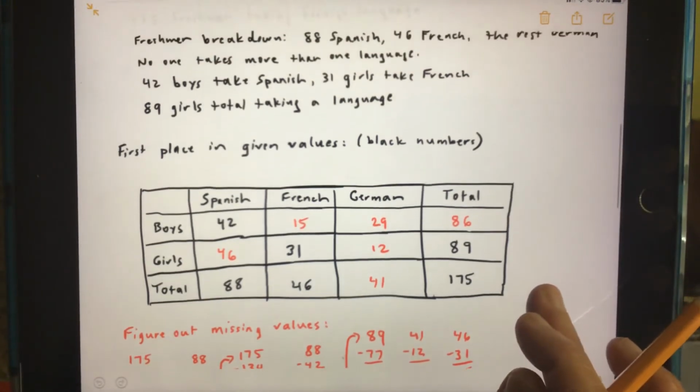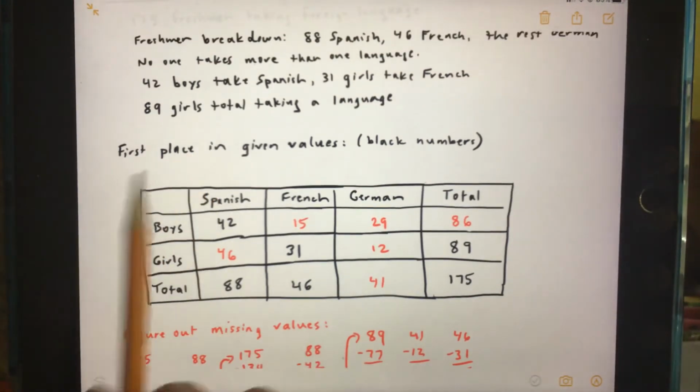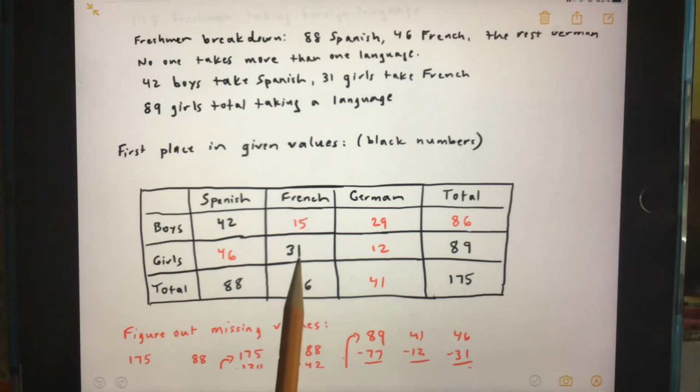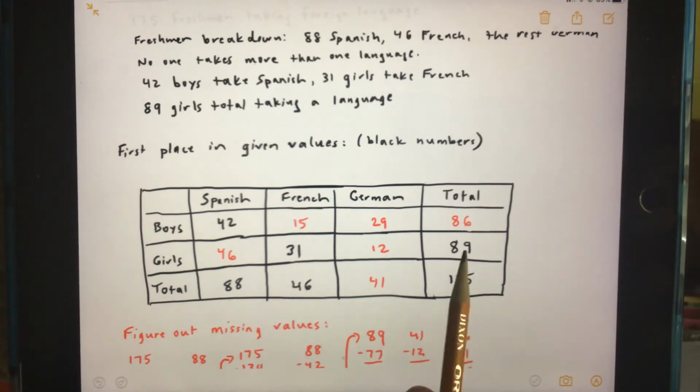Now, back to the given information. Let's see. I was told that 42 boys take Spanish, so I'm going to mark that in. 31 girls take French, so I'm going to mark that in. The number of girls taking French is 31. And 89 total girls are taking a language.